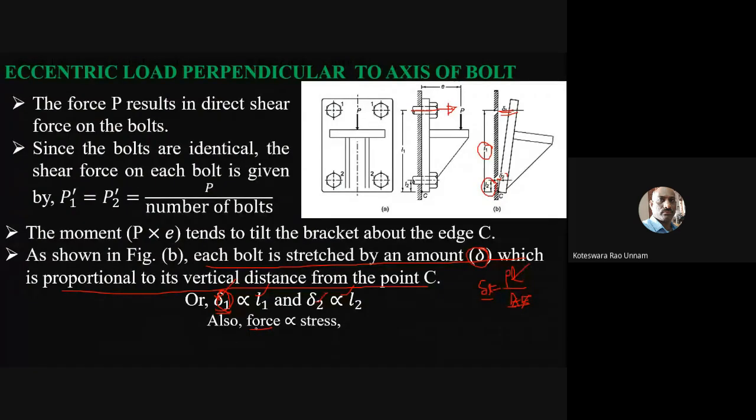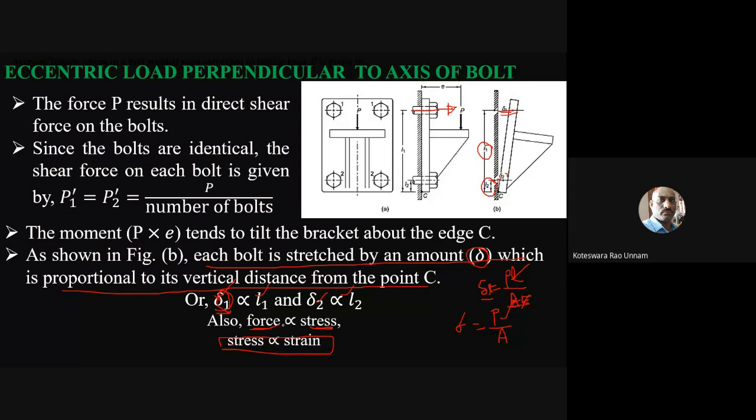And this force is also proportional to the stress. Stress, sigma, is equal to P by A. If you increase P, sigma will increase; if you decrease P, sigma will decrease. So stress is proportional to force, or force is proportional to stress. Then we can correlate delta to the stress value, because from Hooke's law, stress is directly proportional to the strain.